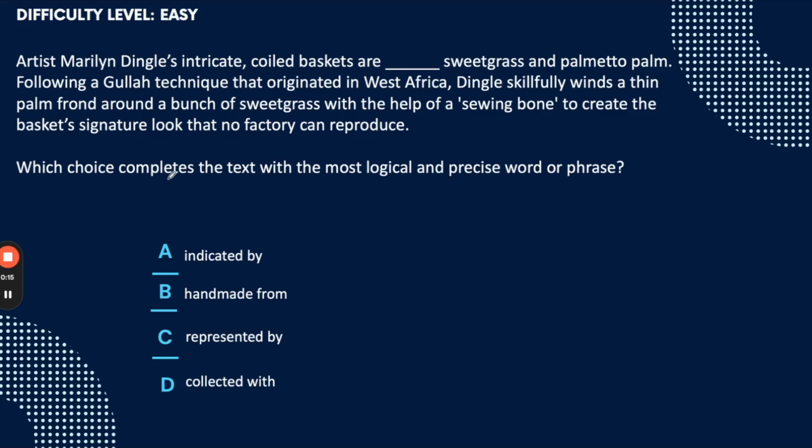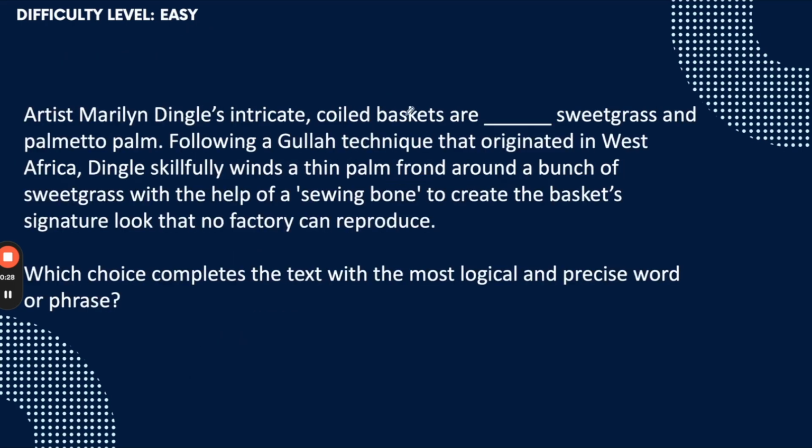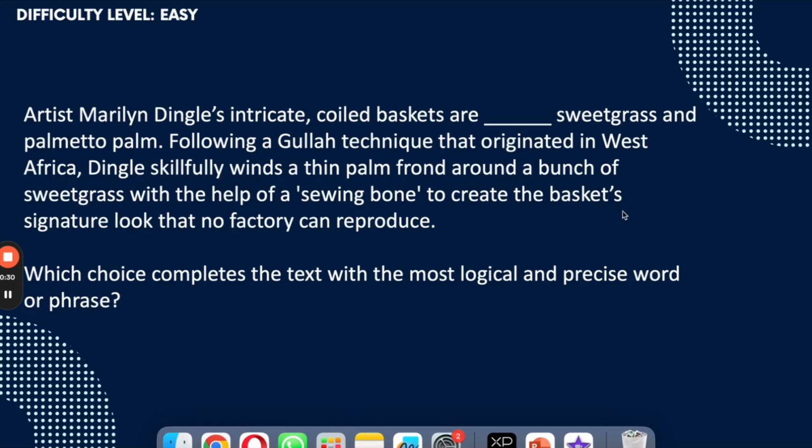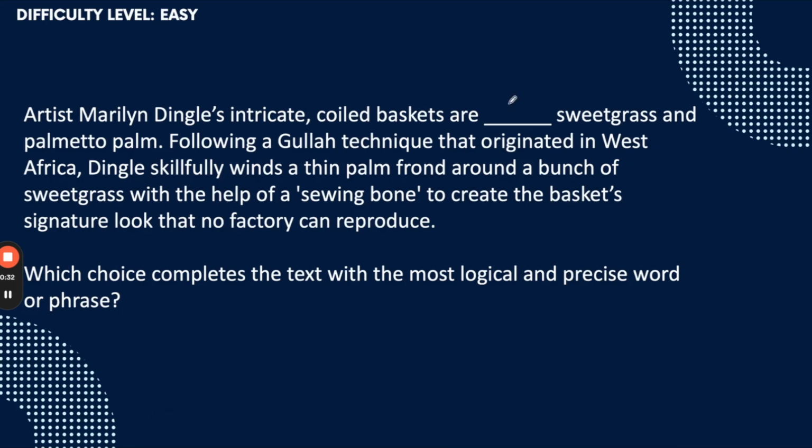Alright, so we have the first question here, which is of an easy difficulty level. The first step will always be to read the question stem. The mention of most logical and precise word or phrase tells us that we are dealing with a words in context type. Now let us go ahead and read the text to identify the keywords which can take us to this particular blank space, which can give us an understanding of what this blank space should consist of.